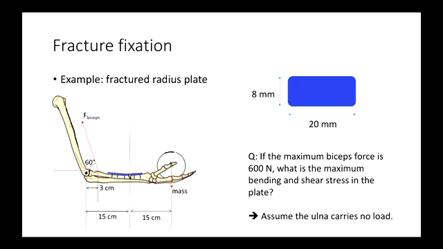Alright, so then sum of forces in the y direction. So 0 equals Ry, subtract m plus F biceps sine 60.